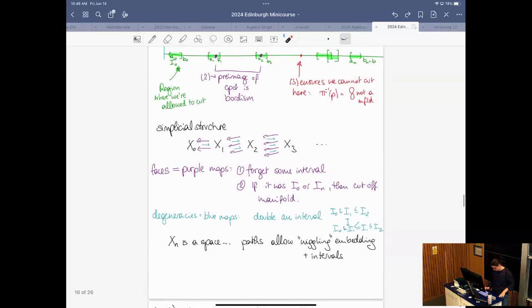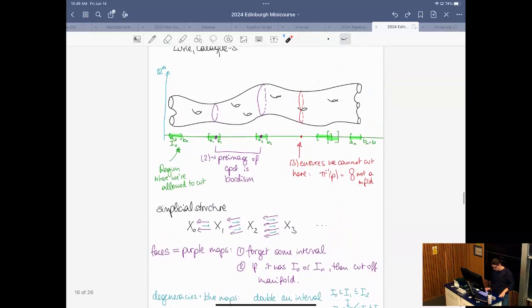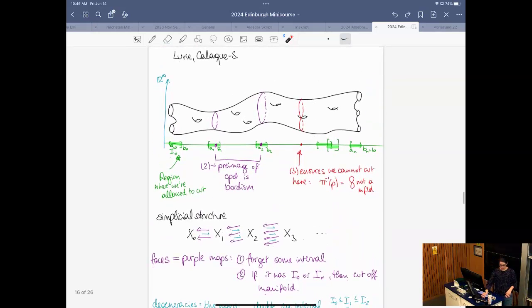Okay, good. Any questions about the picture before I take it down? Yes. So the degeneracy maps, they are just sort of bookkeeping, like they add extra bookkeeping things to your intervals, they don't do anything to your bordism. Absolutely, yes. And that's the way you should think of the intervals in the first place. They're a bookkeeping tool. That's all they are.